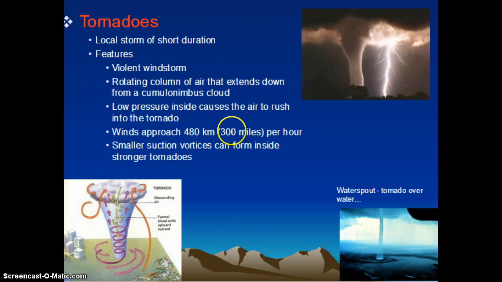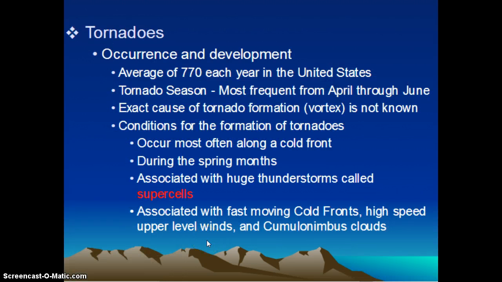Winds can approach 300 miles per hour. By far and away, the strongest winds on the planet are found within tornadoes, therefore the greatest pressure gradient force. And some powerful vortices can form even inside of these tornadoes themselves. The occurrence and development: there's about 770 per year in the United States. Tornado season is spring into early summer.